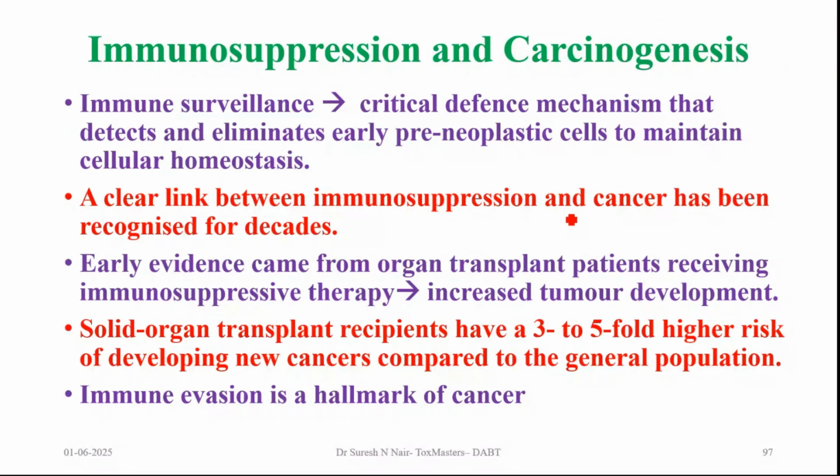Now, coming to the immunosuppression, the next one. With this we finish the epigenetic changes that are associated with carcinogenesis. Now comes the immunosuppression and carcinogenesis. Again, immunosuppression is a very significant thing in carcinogenesis. And immune surveillance is a critical defense mechanism that detects and eliminates early pre-neoplastic cells.